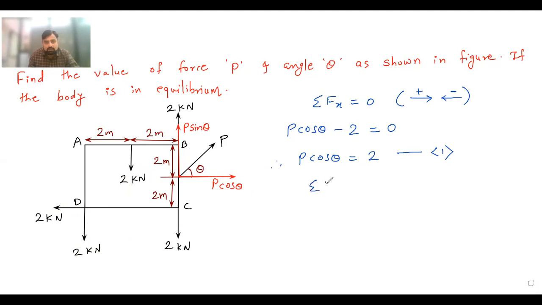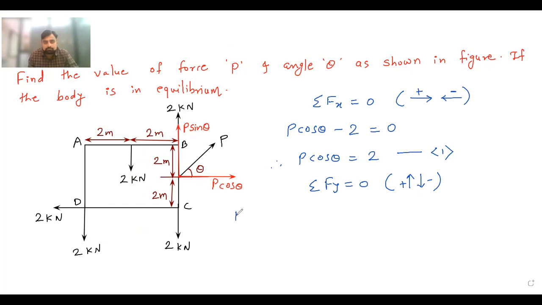Now I will apply summation Fy equal to 0. Upward forces are positive, downward forces are negative. These are our sign conventions. So now see how many upward forces are there and how many downward forces are there. This P sine theta is moving up, positive. Then this 2 kilonewton moving up, positive, and all other 2, 2 and 2 kilonewton forces are moving downward. So those are negative.